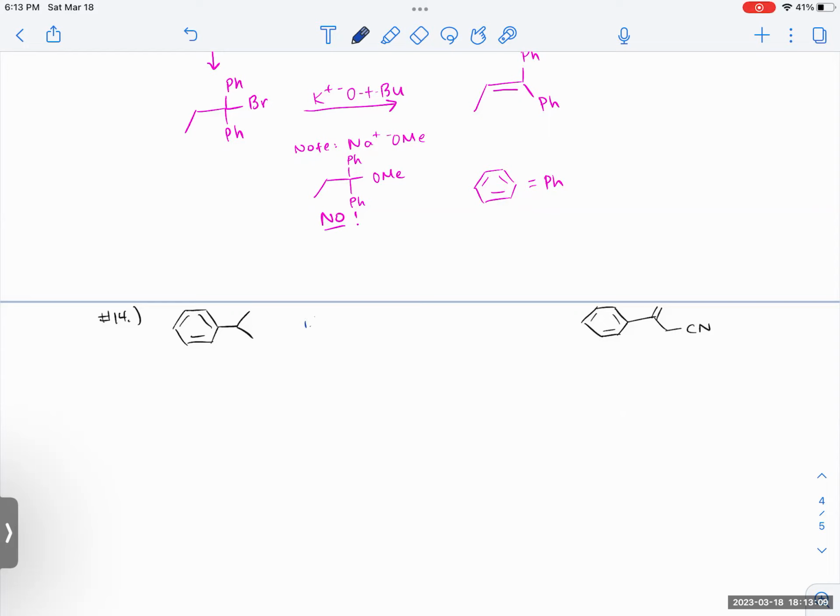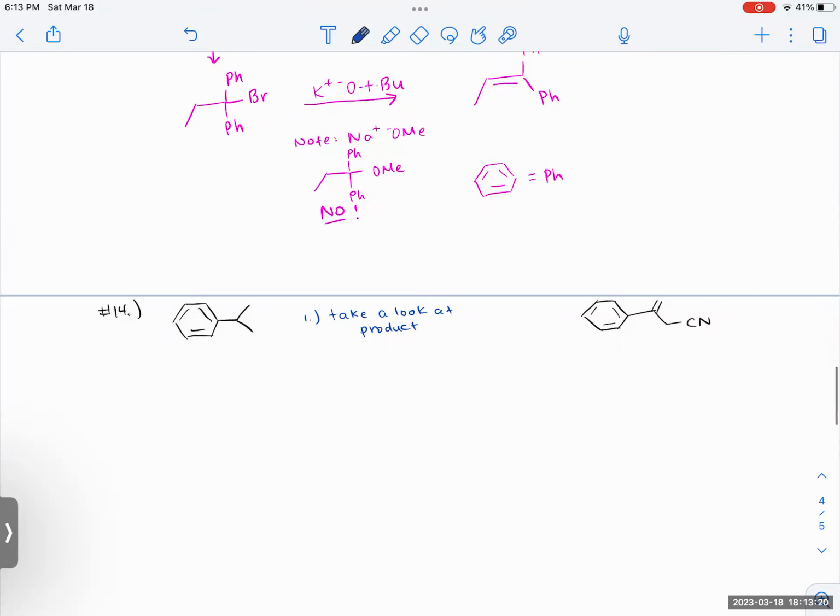So my first step is I'm going to take a look at the product and kind of notice what's different about it. So what's different about it is we are going from an alkane to an alkene, and we are adding a cyanide.